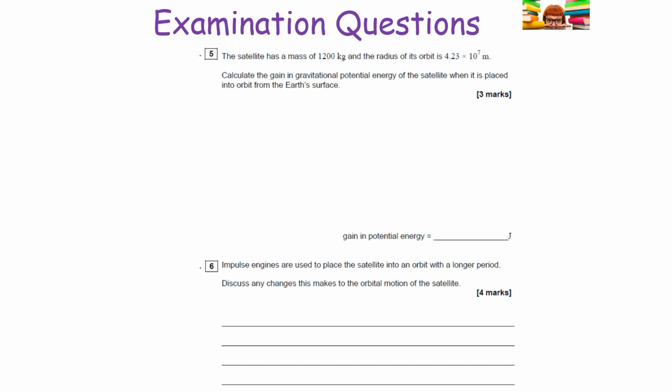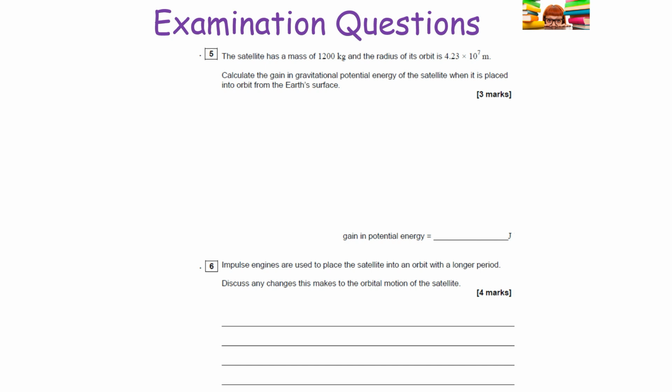So, how would you answer this type of question? Well, you've got to think about the gain in gravitational potential energy. Now, don't be tricked and think you've got to do the equation E is equal to mg delta H like you would do with GCSE. The reason why we can't use this equation is because the value of g, the gravitational field strength, will change when you move from one place in an orbit into another place in the gravitational field.